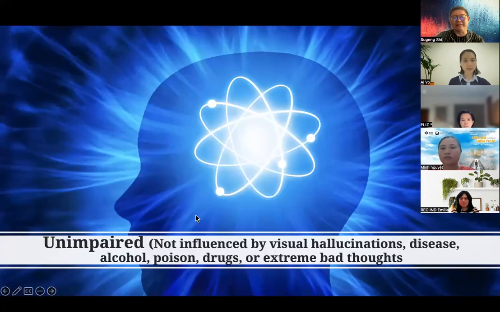And what does unimpaired mean? It means not influenced by any hallucinations, disease, alcohol, poison, drugs, or extreme bad thoughts. It means your mind is clear. So first, the thing has to appear to you. Second, you have to see it with a clear mind, okay?